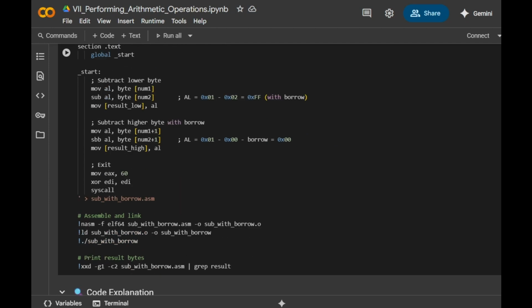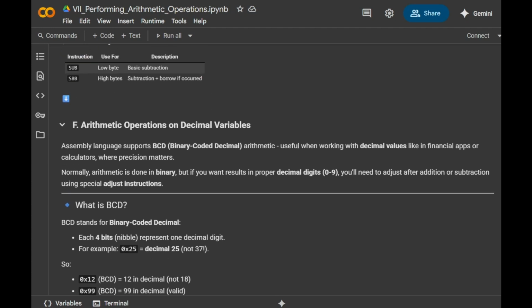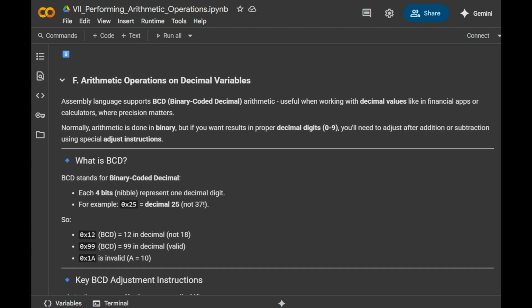Finally, let's discuss arithmetic operations on decimal variables. Assembly supports BCD, or binary coded decimal, arithmetic. This is useful in applications like financial software or calculators, where decimal precision is critical. In BCD, each 4-bit nibble represents a single decimal digit from 0 to 9. For example, the hex value 25 in BCD represents the decimal number 25, not the binary value 37.